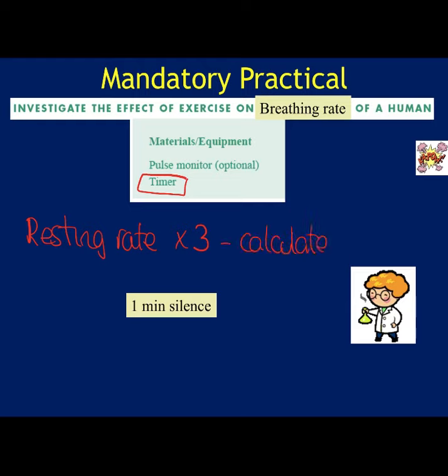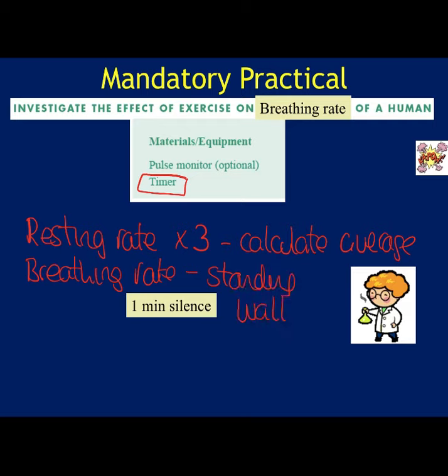You can do the standing up in your own house before you go outside. So we calculate the average. You're going to get your breathing rate when you stand up. You are going to get your breathing rate after you do some walking. So go for a walk for 5 minutes. You're going to do it for walking and then you're going to do it after running.